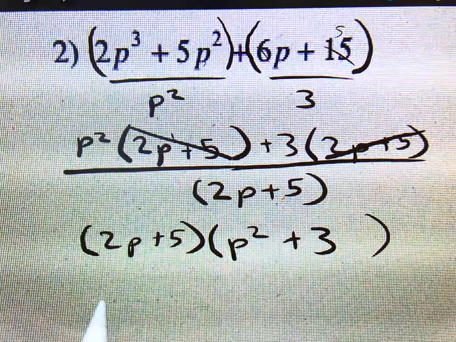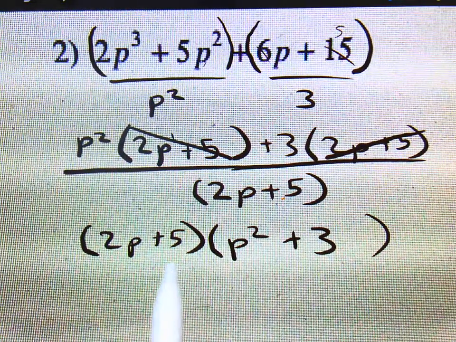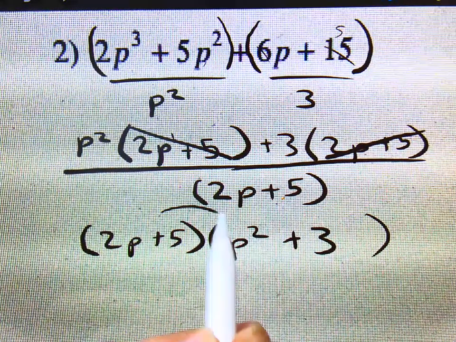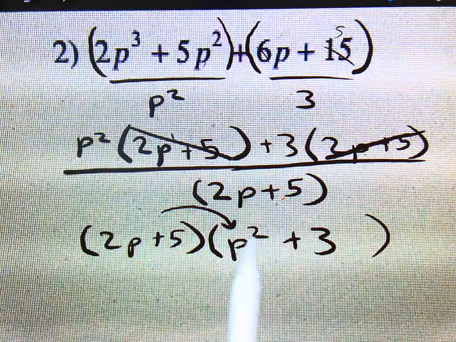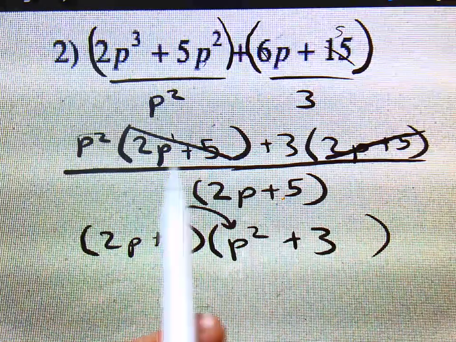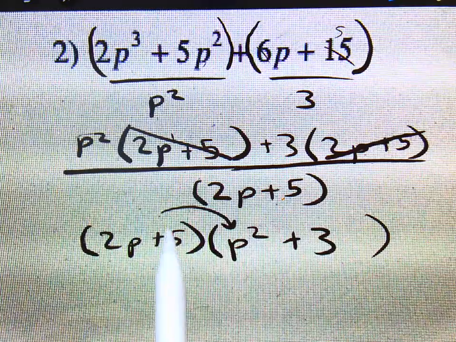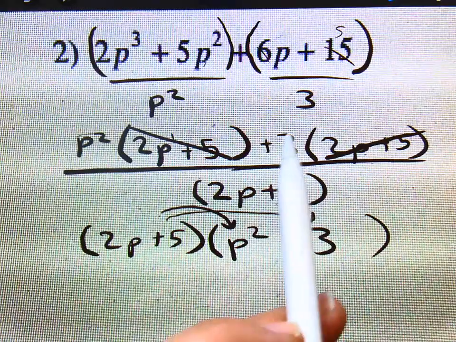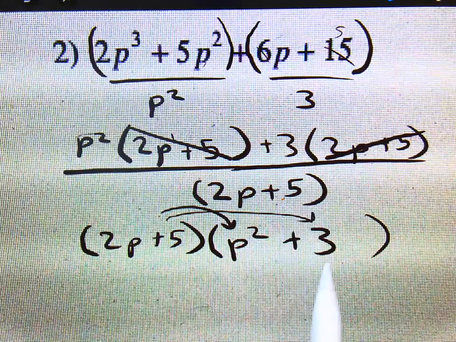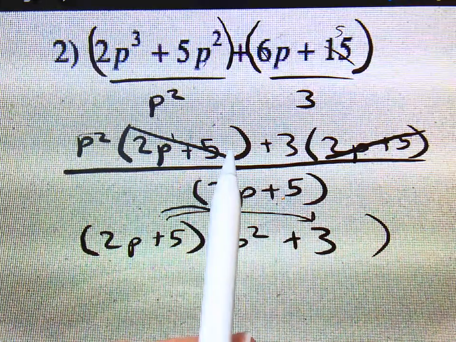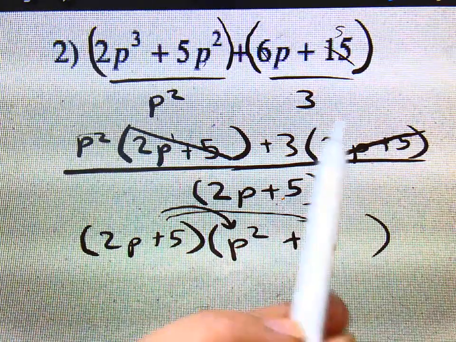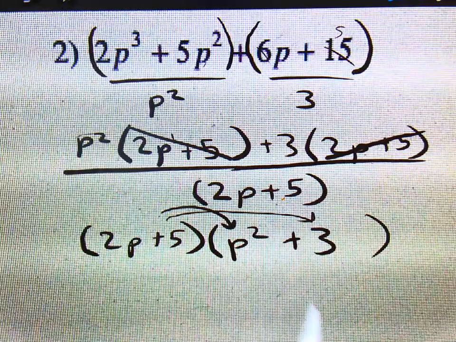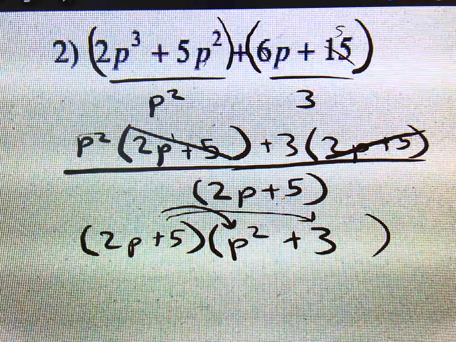Remember, this is kind of similar to the group distribution. If I was to think about, okay, I'm going to take 2p plus 5 and distribute the entire thing times p squared, I would have this up here. And if I was going to distribute this entire binomial by 3, I would have what looks like up here. So that's what you kind of want to think about, is we're just pulling that 2p plus 5 back out from where it was originally distributed. Alright, that's our answer. I hope that helps.